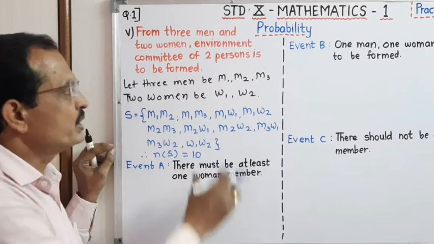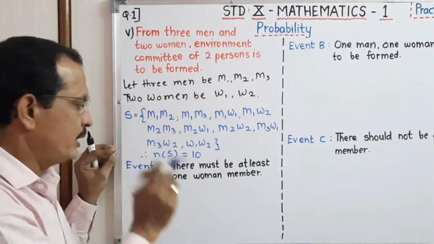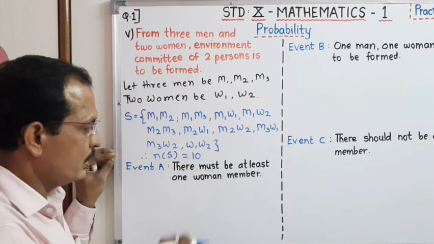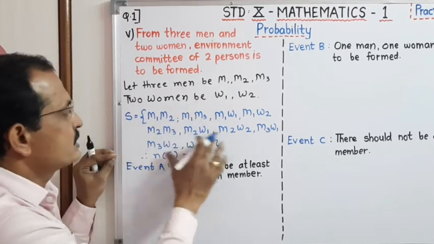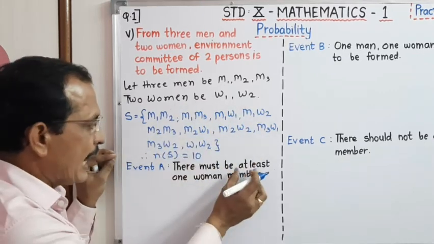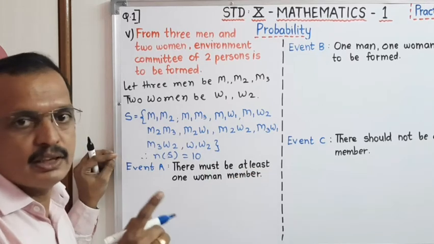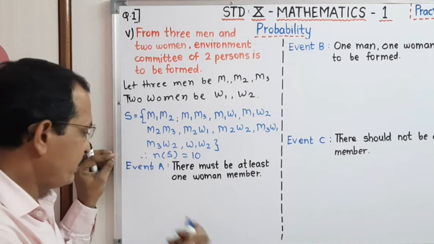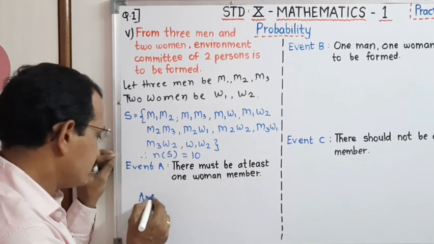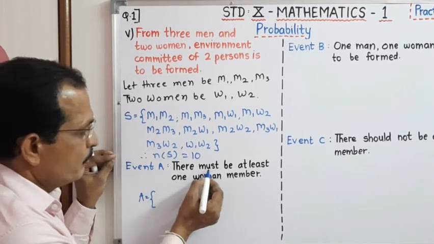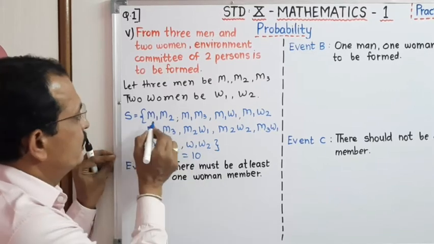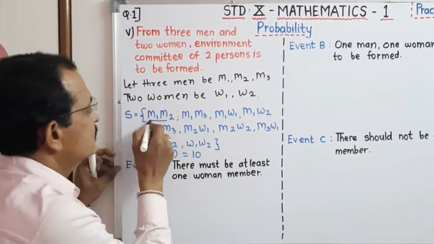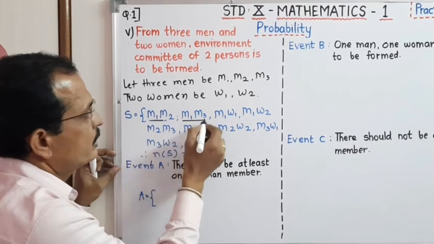Now from this we have to see the event A. There must be at least one woman member. At least one woman means that in that committee 2 women may also be there. Therefore for A, we have to omit this one, because there is no woman here also.